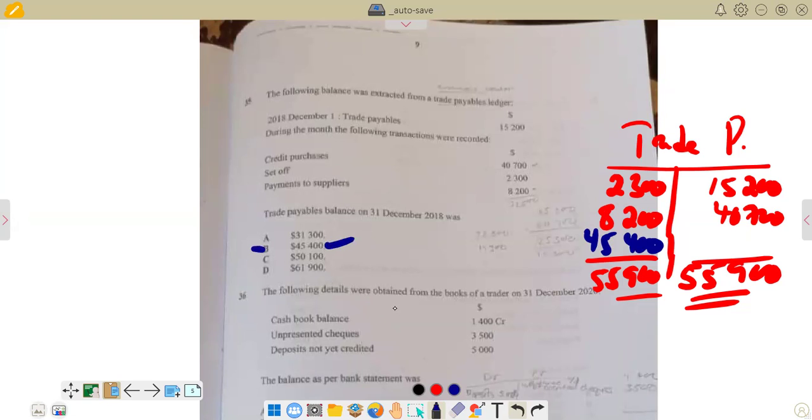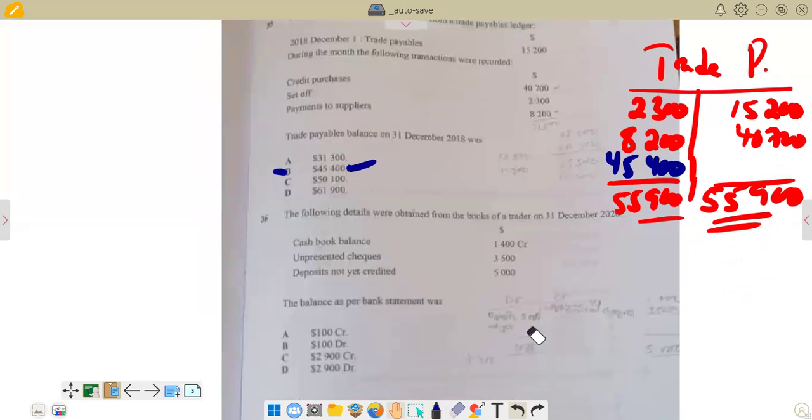The following details were obtained from the books of a trader on 31 December 2020. This is the information that we are given there. So we are given the cash book balance, then we are given unpresented checks, and then we are given deposits not yet credited. So we are trying to see how we can calculate that.